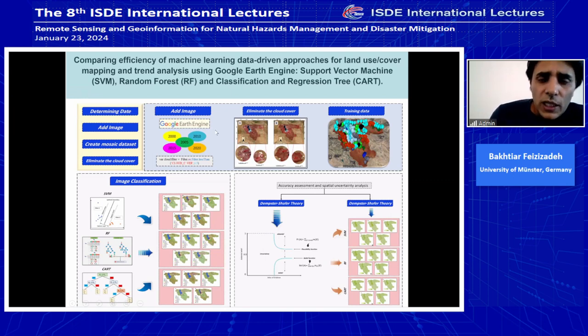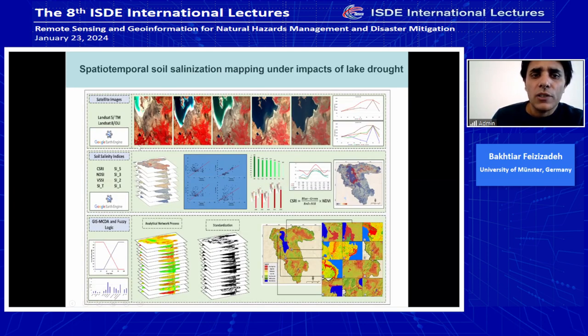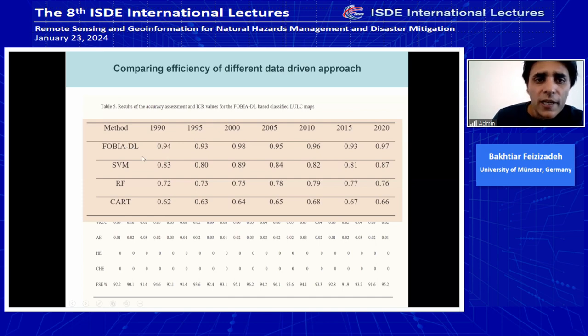After that, as I indicated, we developed an integration of deep learning and fuzzy object-based image analysis for our land use land cover mapping. And we compared the efficiency of the developed fuzzy OBIA deep learning methods against support vector machine, random forest, and CART methods. And as you can see here, we developed several land use land cover maps: 1990, 95, 2000, 2005, 10, 15, and 20. And as you can see here, in all accuracy assessments for all the years, the accuracy of the maps developed by fuzzy OBIA and deep learning was much higher than support vector machine, random forest, and CART.